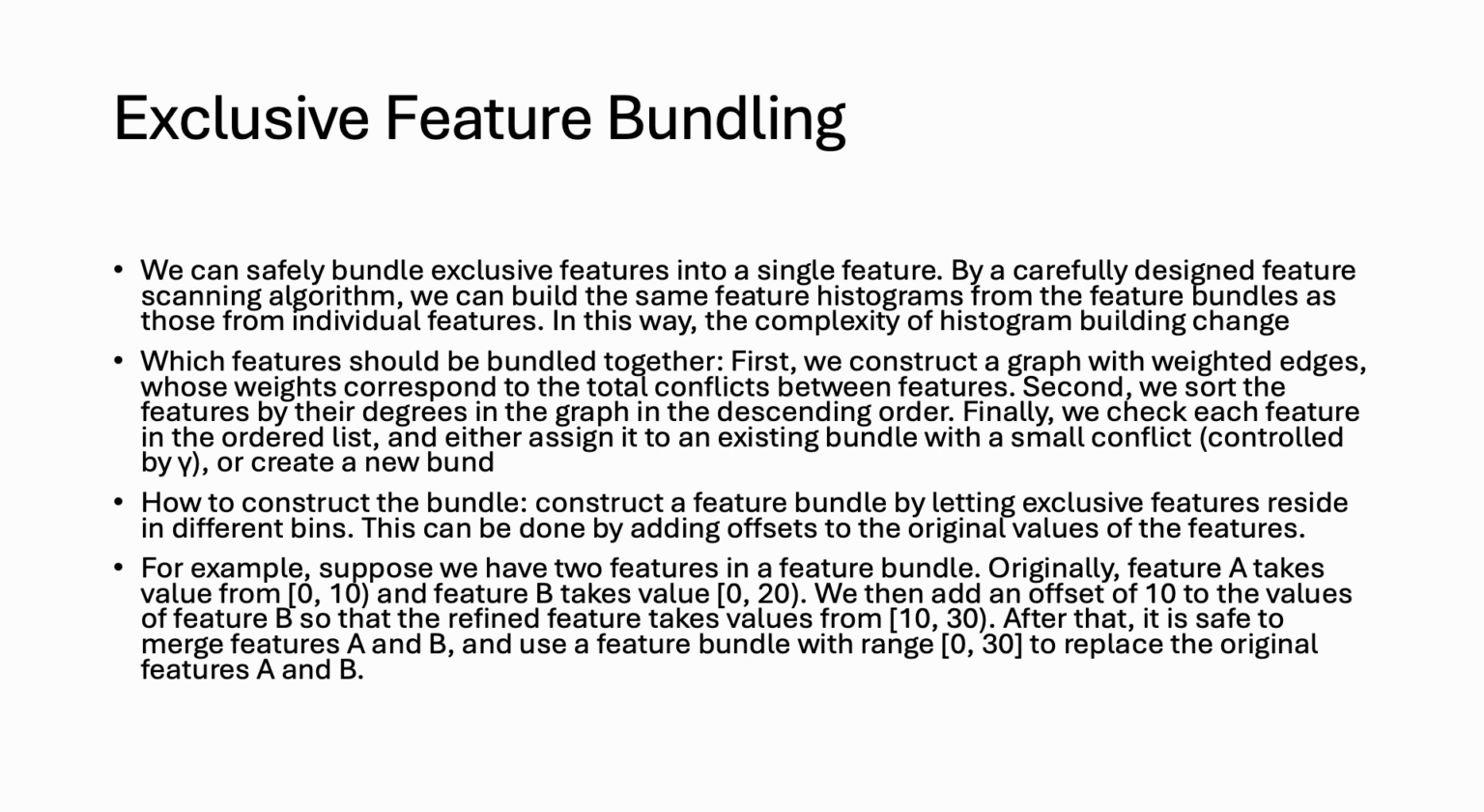For example, suppose we have two features in the feature bundle. Feature A takes values from 0 to 10, and feature B takes values from 0 to 20. Then we add an offset of 10 to the values of feature B, so that the refined feature takes values from 10 to 30. After that, it is safe to merge features A and B and use the feature bundle with range 0 to 30 to replace the original features A and B.